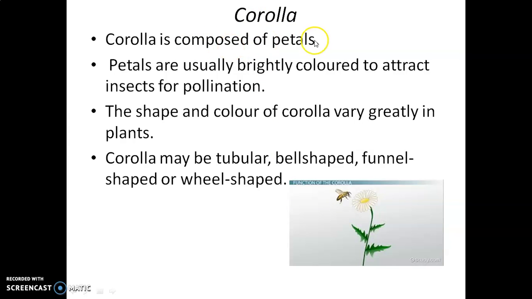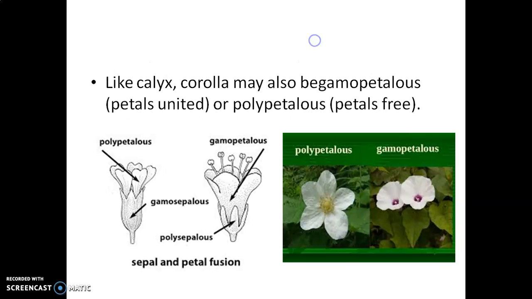Then the second whorl, corolla. Corolla is composed of petals. We know that petals are brightly colored to attract, yes, insects for pollination. The shape and color of corolla vary greatly in plants, and they may be tubular, bell-shaped, funnel-shaped or wheel-shaped. You just observe our nature. How beautifully colored petals are there, na?